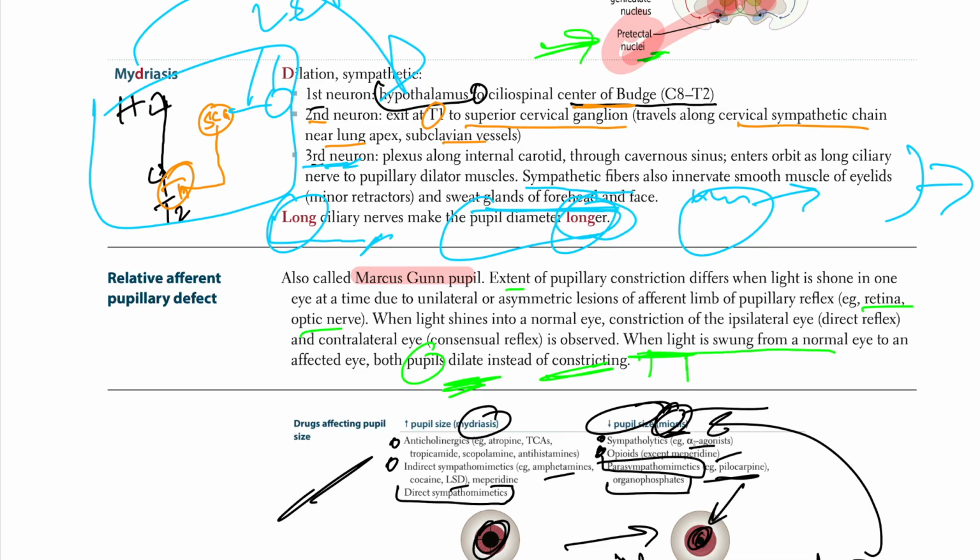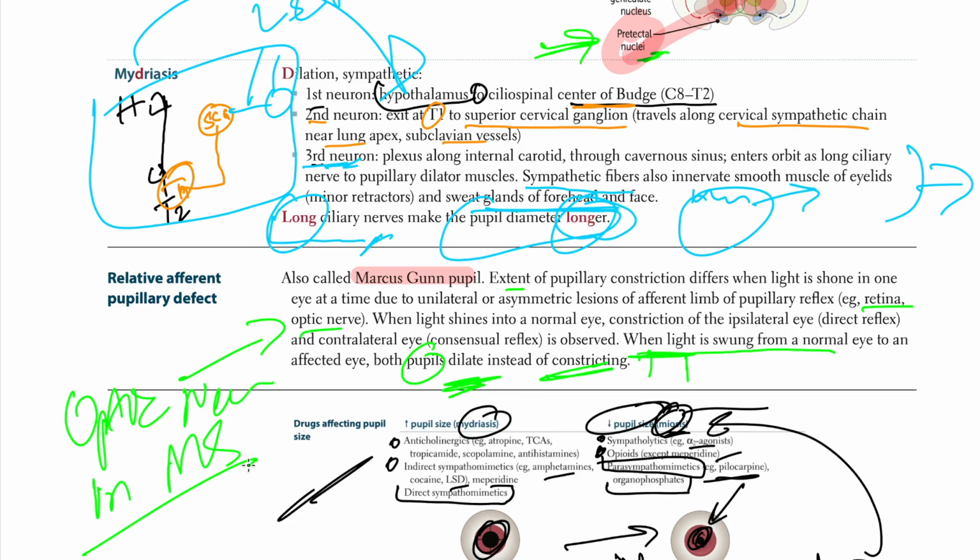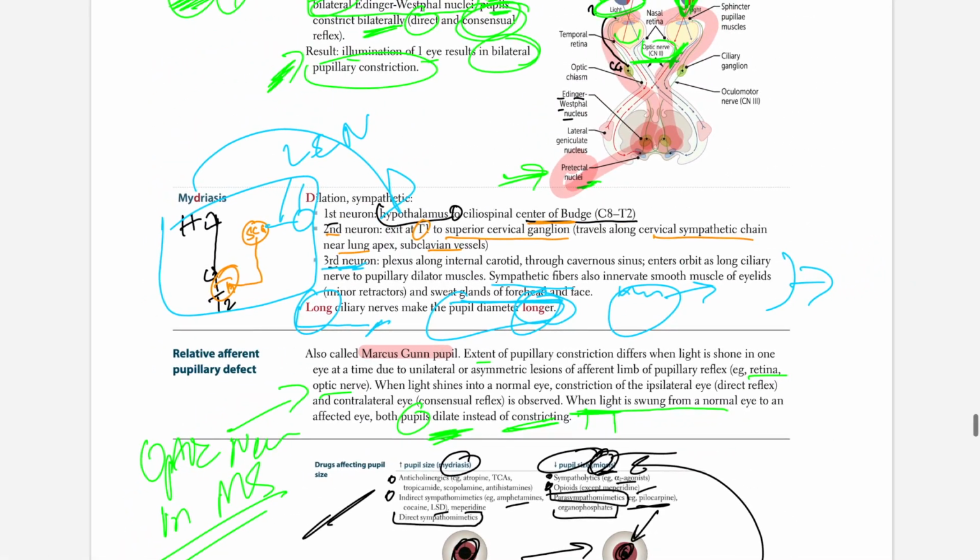And most commonly, when we think about the optic nerve, what can you think of? Do you think of optic neuritis in multiple sclerosis? Yes. So the most common cause is optic neuritis in MS. And that's about it. So let's just quickly go through this page and move on to the next one.